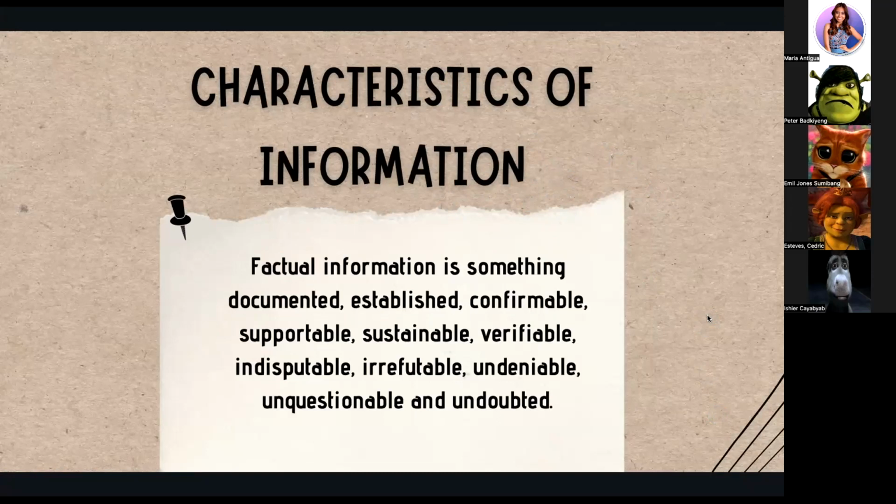Characteristics of information. Factual information is something documented, established, confirmable, supportable, sustainable, verifiable, indisputable, irrefutable, undeniable, unquestionable, and undoubted. Ang dami, 'di ba? Okay, it's somehow related to the previous one. Again, it should be truthful. Yung information should be truthful and factual. And that includes all these elements. Okay. Thank you so much.